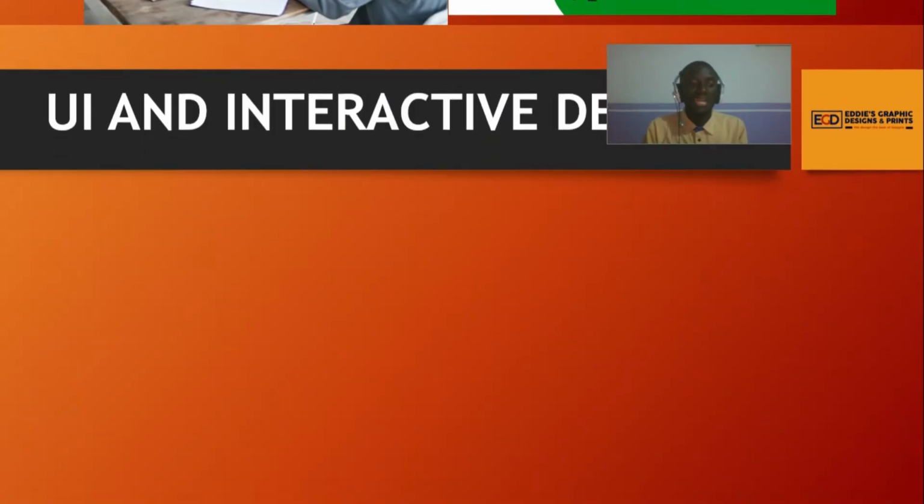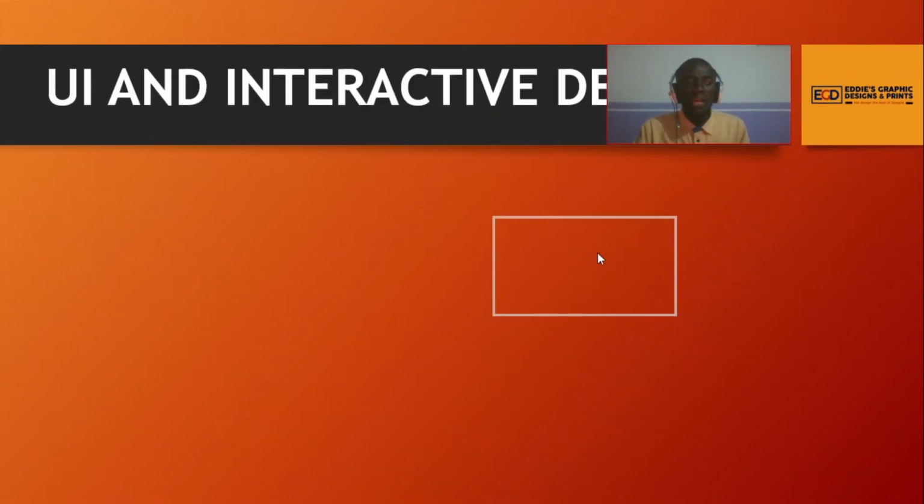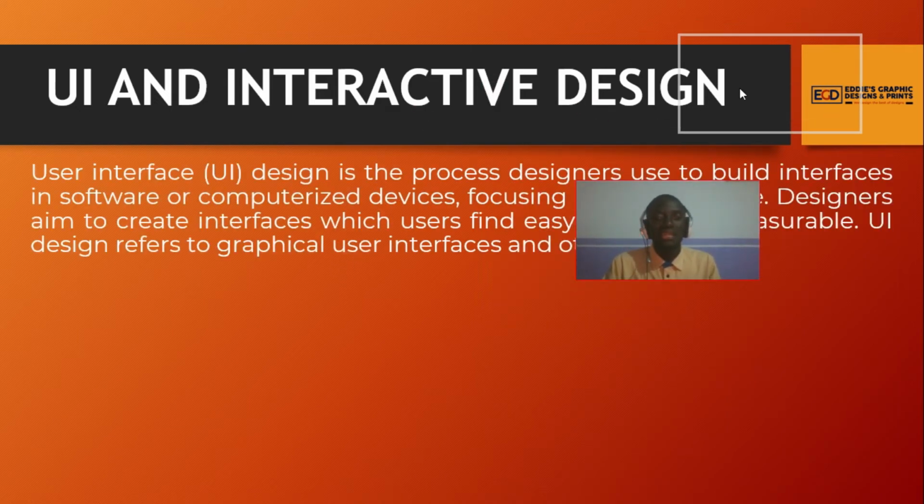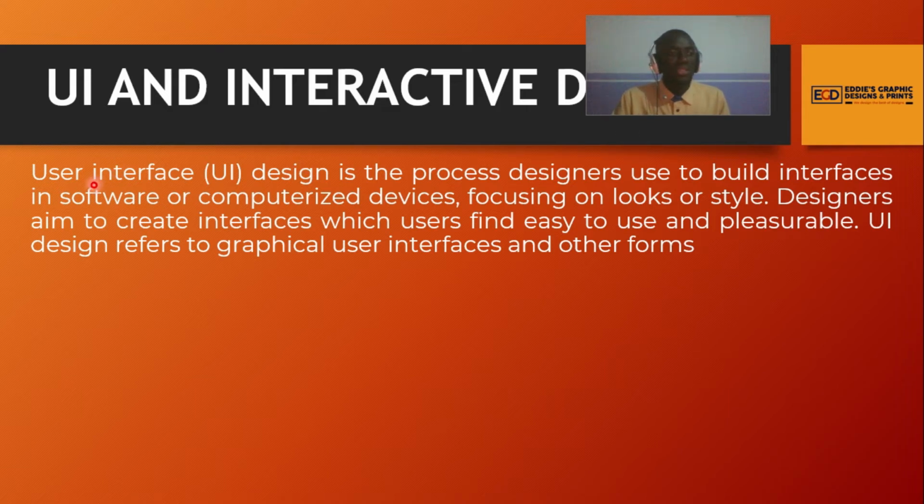Let's move on to another type, which is UI and interactive design. What does that mean? We are saying that the user interface, which is the same as UI design, is the process designers use to build interfaces in software or computerized devices. If you take a look at a mobile phone, an Android phone and an Apple phone are different things altogether. Why are they different? The way they are programmed and structured is different.